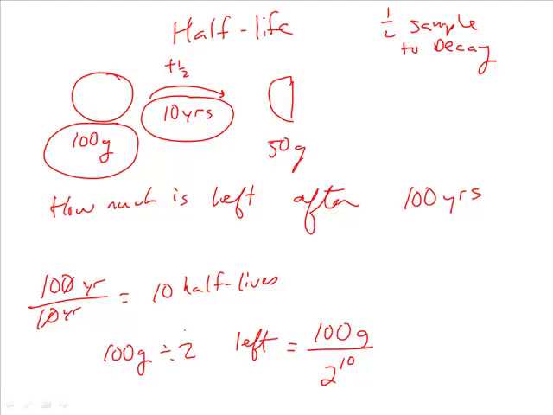So if I do this in my calculator, 100 divided by 2 to the 10th. So 100 divided by 1024, I think. So it looks like this has about 0.0977 grams left at the end. All right. Is that good for half-life, or is there something else you want to know about half-life?